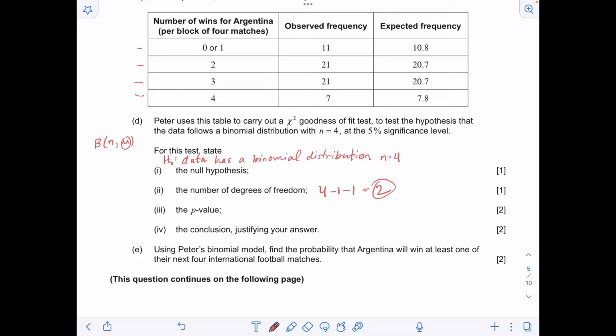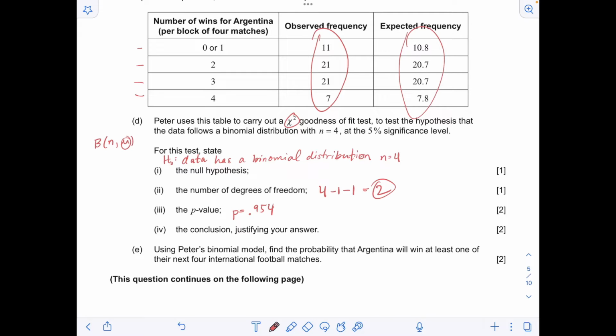And now we state the p-value. This is where we run the chi-squared goodness of fit test. You can use your calculator to do that. You need to have created a matrix with 4 rows and 1 column for the observed frequencies and 4 rows and 1 column for the expected frequencies. And you'll compare those two on the goodness of fit test, and that will give you a p-value of 0.954.